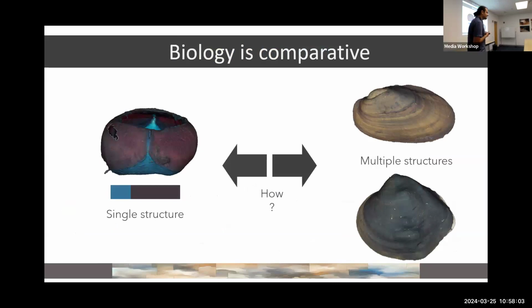Because we work in biology, and biology is comparative. So how do you go from an approach that works well for a single structure and does the job you aim for, to one that works with another one of Zach's amazing data sets with the freshwater mussels? So how do you go from one to the other? Today I just wanted to briefly present a proposal of how we might approach that problem.